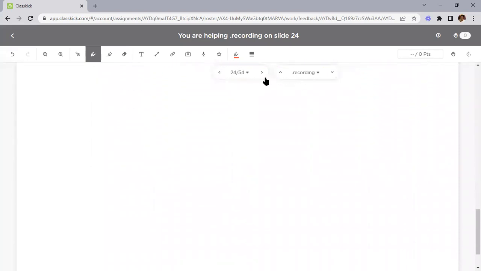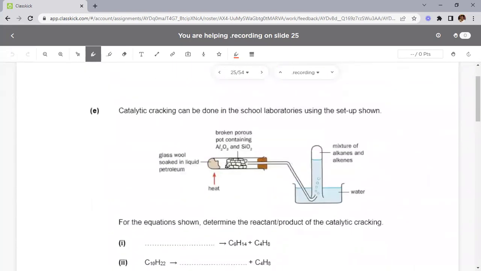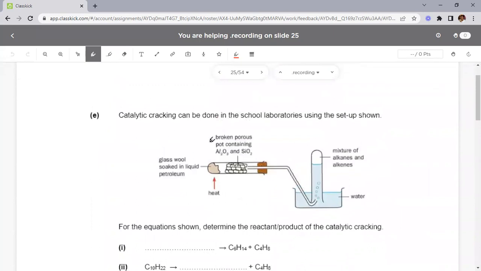Now let's look a little bit at the application. Catalytic cracking can be done in the school laboratory as shown below. I can have glass wool soaked in liquid petroleum. I'm going to put a porous pot here, a broken porous pot, which contains aluminium oxide and silicon dioxide. As I heat it up, as the petroleum passes through the porous pot, it will undergo catalytic cracking, and we will collect the alkane and alkenes mixture over here.